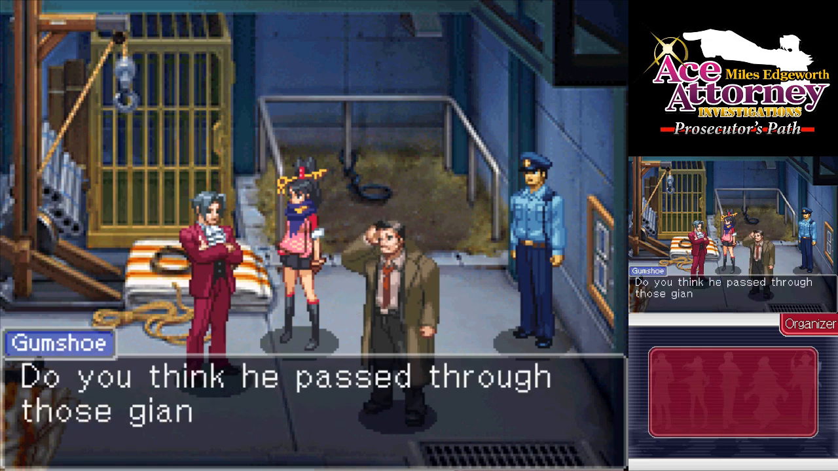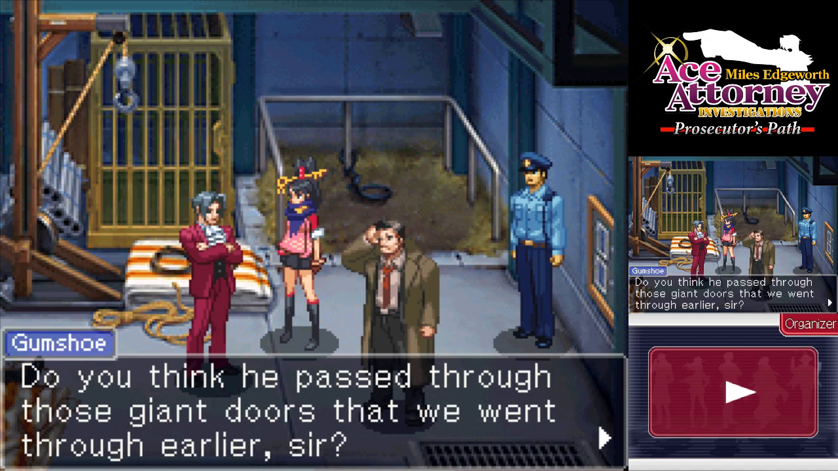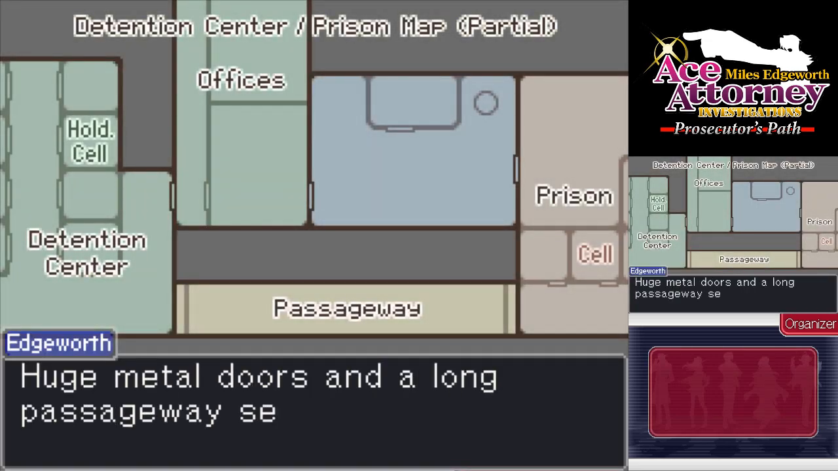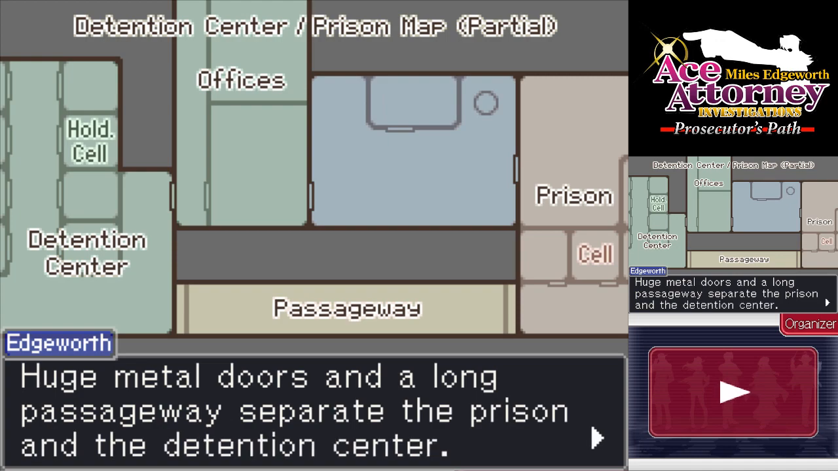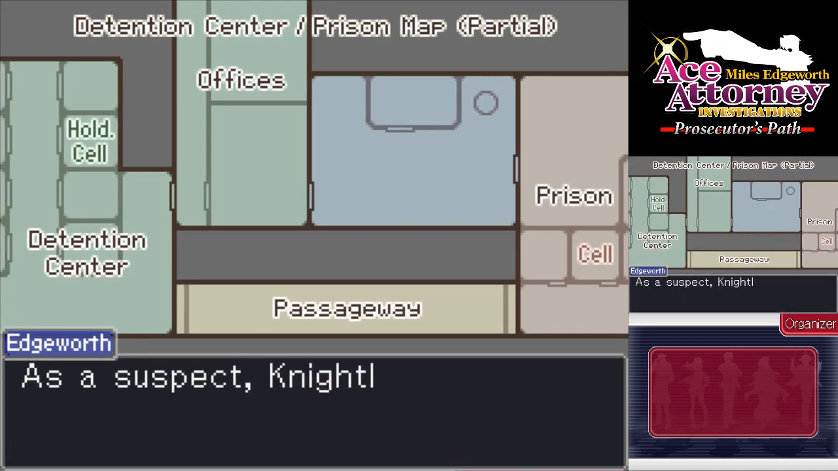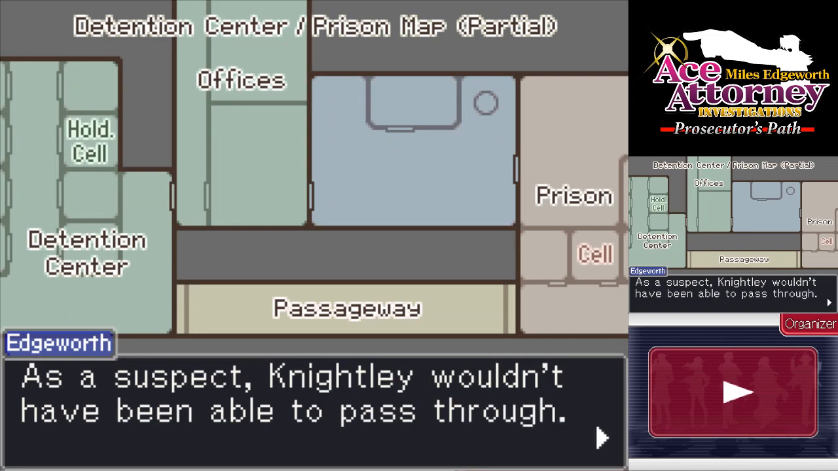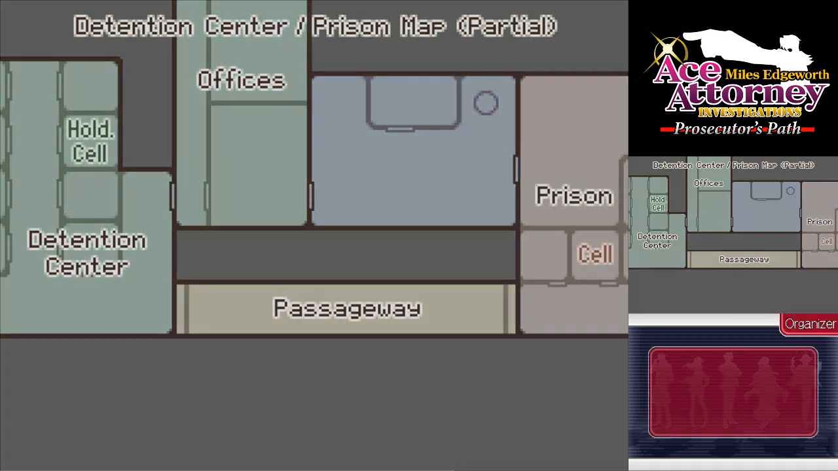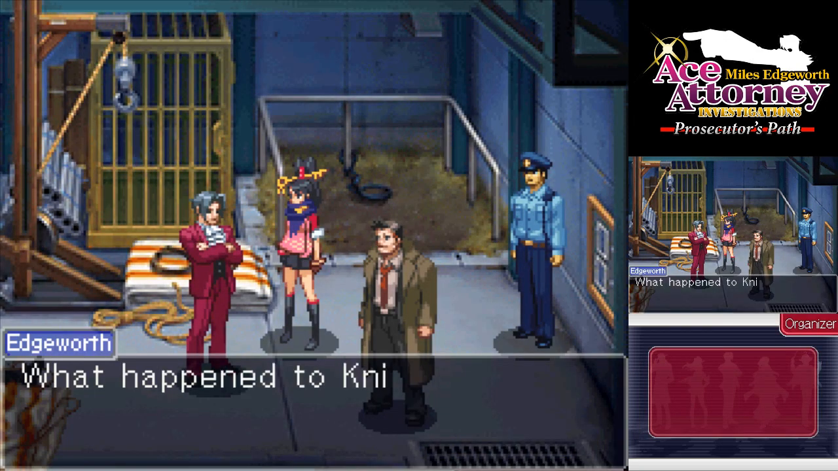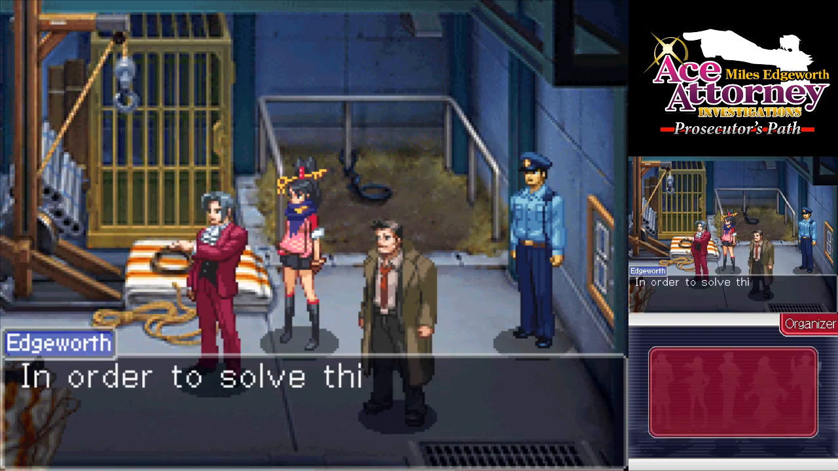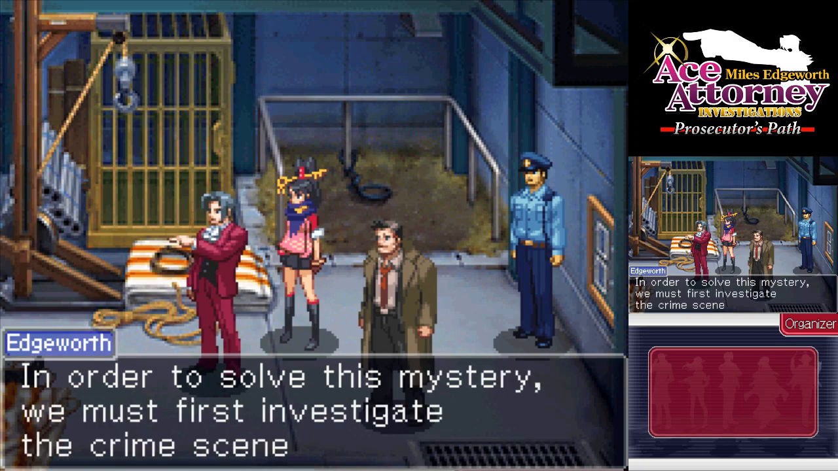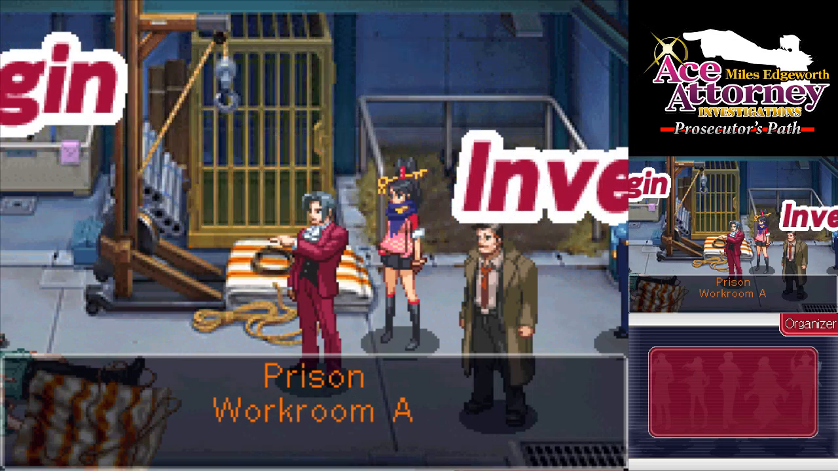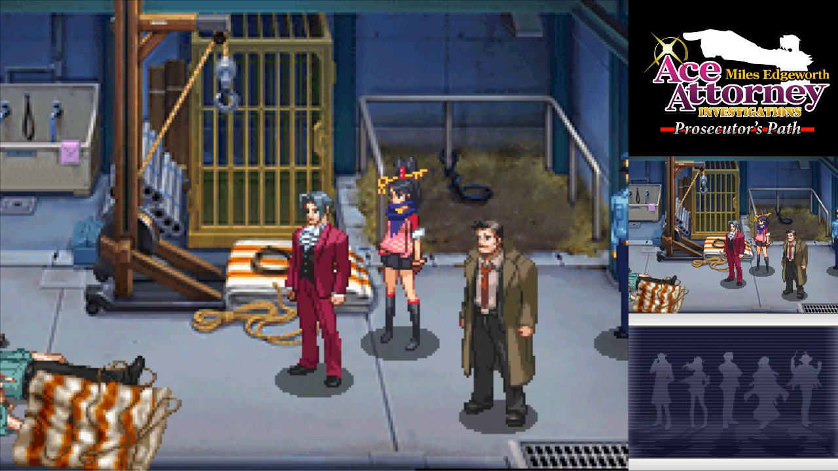Do you think he passed through those giant doors that we went through earlier, sir? Huge metal doors and a long passageway separate the prison and the detention center. As a suspect, Knightley wouldn't have been able to pass through. Floor plans jotted down in my organizer. What happened to Knightley? In order to solve this mystery, we must first investigate the crime scene. Begin investigation. Prison workroom A.